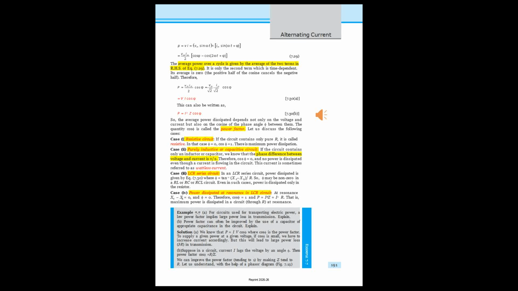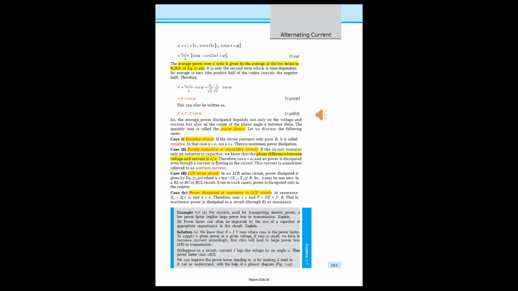If the circuit contains only pure R, it is called resistive. In that case, phi will be equal to 0, so cos phi will be equal to 1. That means there is maximum power dissipation. The second case will have only inductance or capacitance. If the circuit contains only an inductor or a capacitor, we know that the phase difference between voltage and current is pi by 2. Therefore, cos phi equal to 0 and no power is dissipated even though a current is flowing in the circuit. This current is sometimes referred to as wattless current.